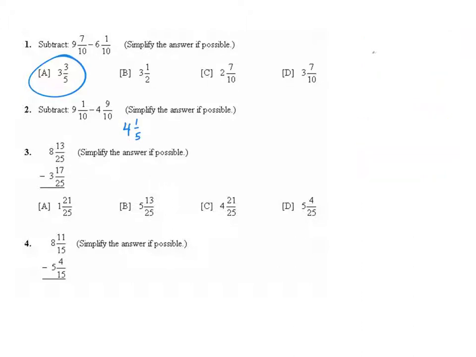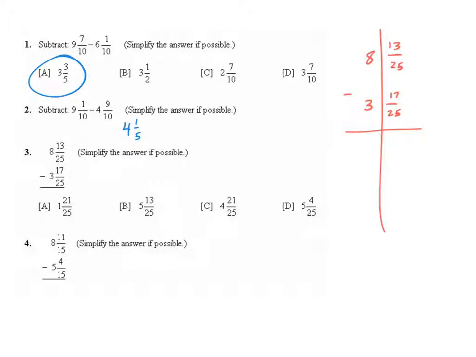Question 3 is 8 13/25 minus 3 17/25. And in this case, I have another one where I'm going to have to do some regrouping because I can't do 13 minus 17 without going negative.